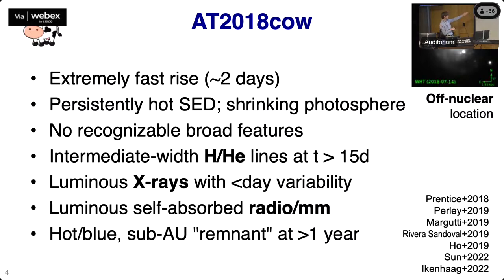It never shows any broad features. The only features it shows are very weak and they're intermediate in width, a couple thousand kilometers per second, and they're hydrogen and helium, and they have very strange line profiles. They also only emerge relatively late.